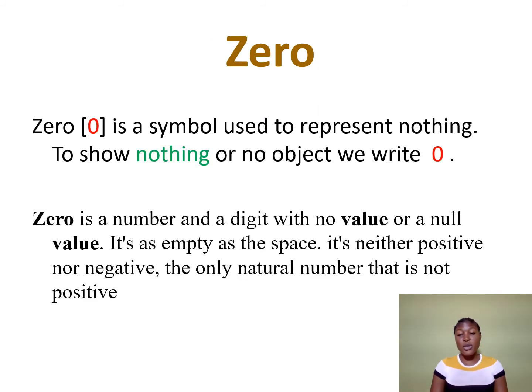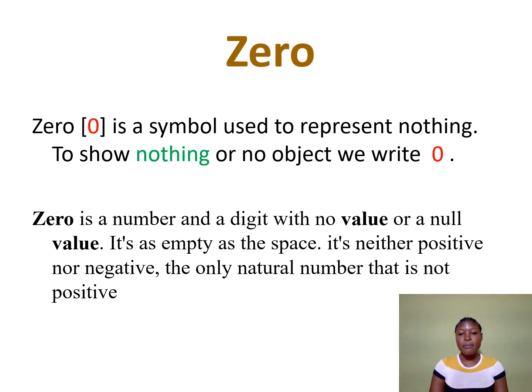Now let's look at what 0 is. 0 is a symbol used to represent nothing. So to show nothing or no object, we write 0. It simply means that to show that there is nothing being added to a number, we simply write 0 to represent that. Now let's further look at what 0 is.